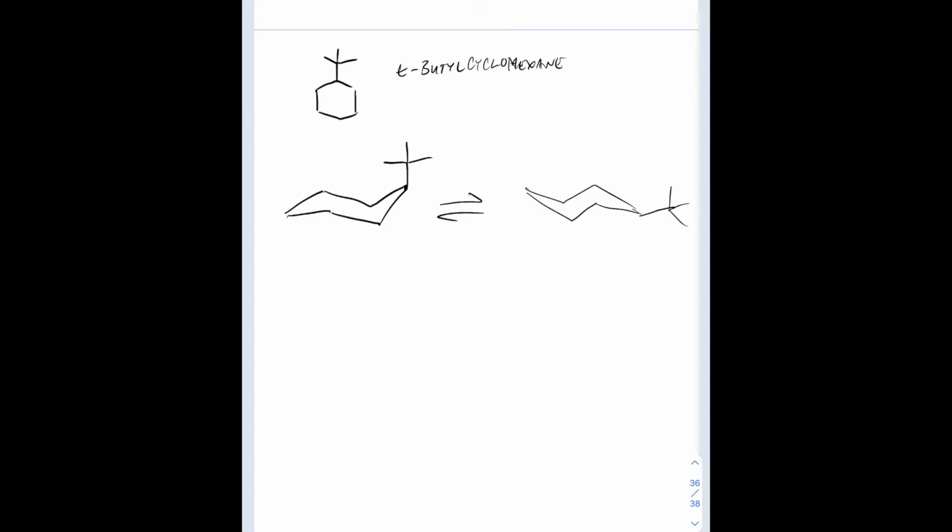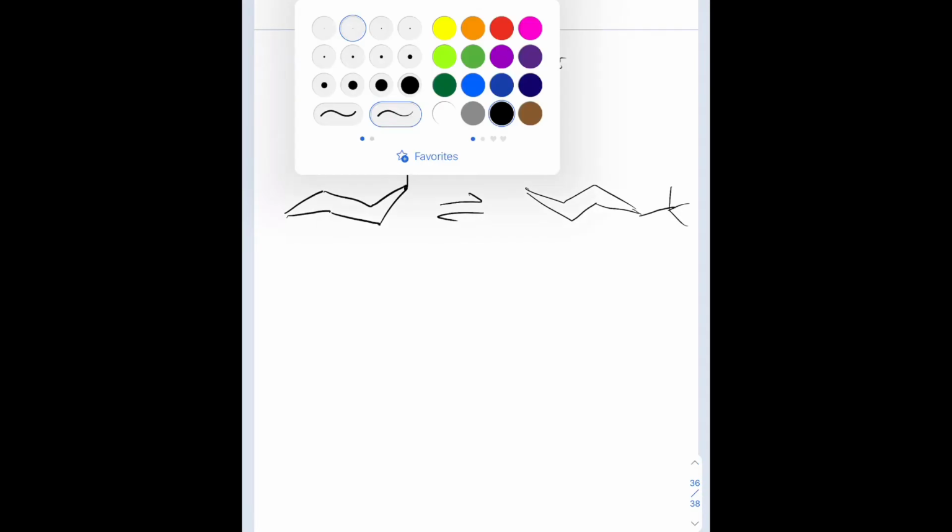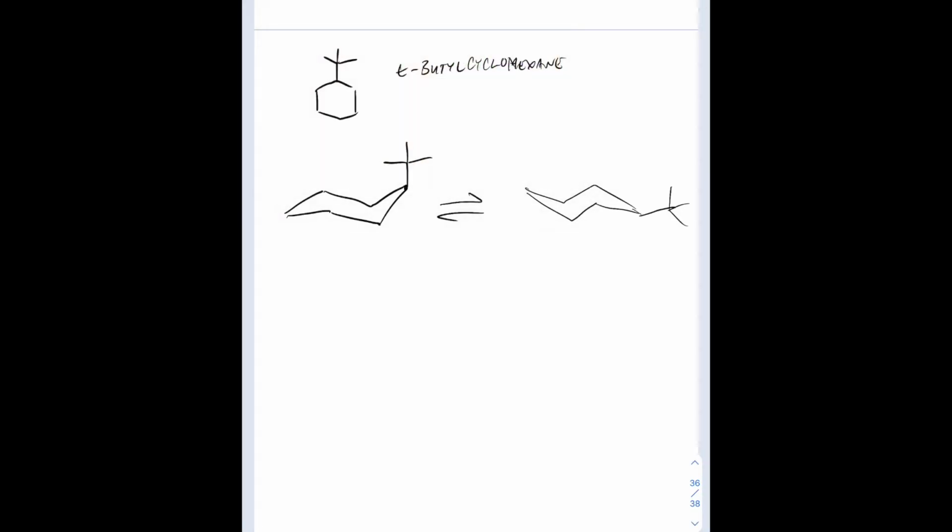So let me ask you, which do you think is more stable, the structure on the left or the structure on the right? Ding, ding, ding. I'm assuming you got it right because you've paid attention. This one right here is more stable, right? Because remember, we want the large substituent, or just substituent in general, in the equatorial position.